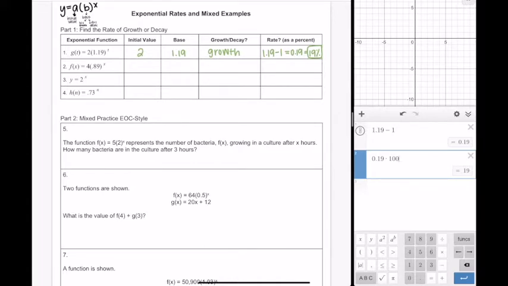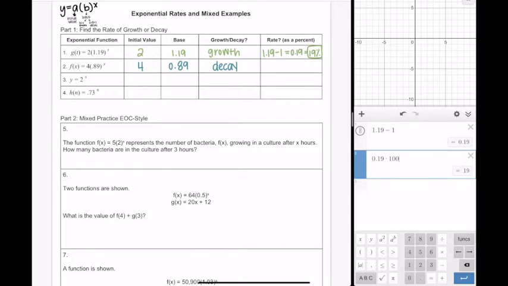Okay, in example 2. Our initial value, the a, is 4. The base is 0.89. And since 0.89 is between 0 and 1, that represents decay. Now, in this case, we want to know what did we do to get 0.89. So really what we're asking ourselves is, what did we have to subtract? We had to do 1 minus something to get there. What was that percentage that we have to subtract?